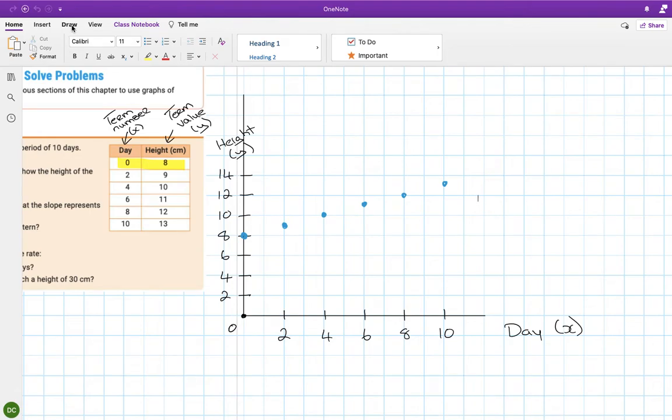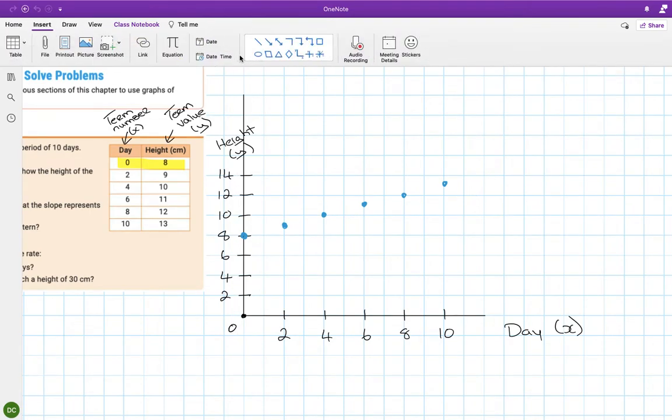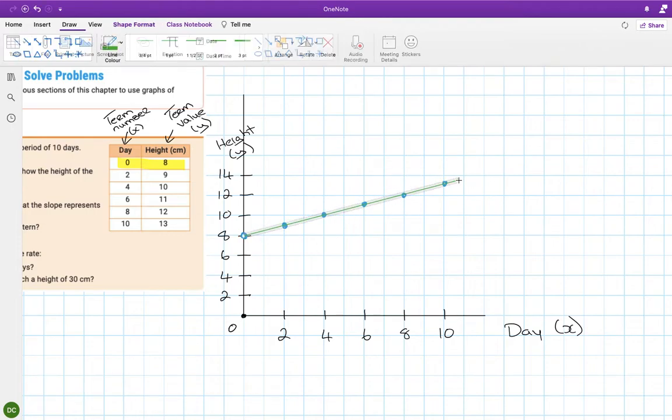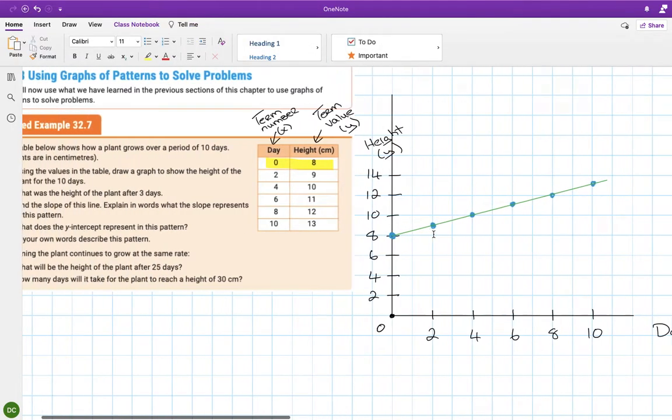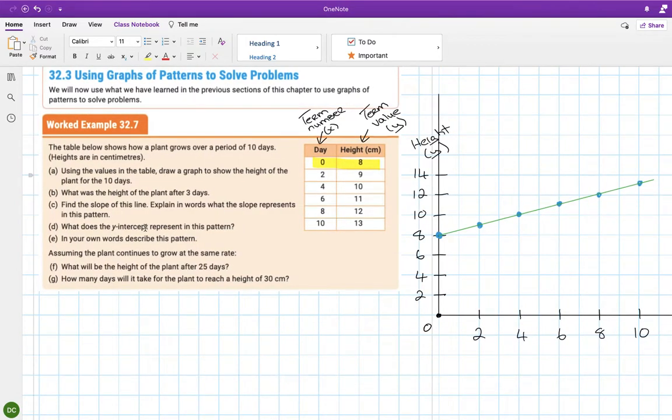Okay, so I'm going to put my line in. This looks linear, so we're back. The ones we've been doing the last few nights have not been linear, but there's my line, and it goes through it. So that's part A.